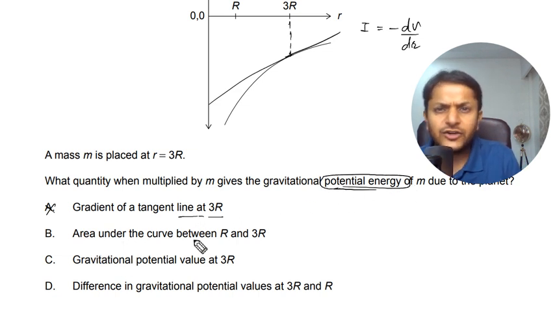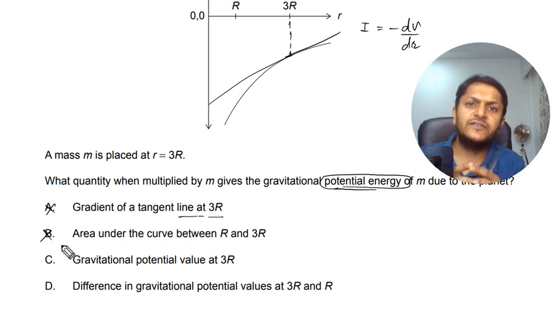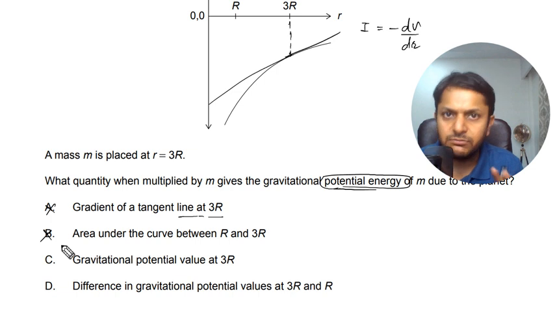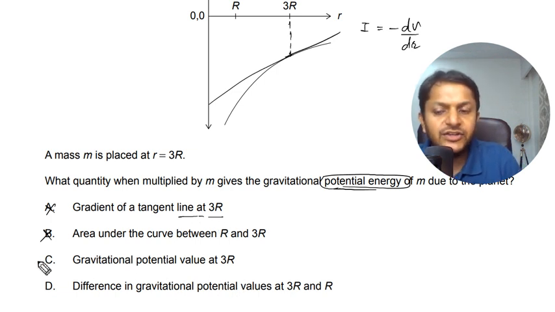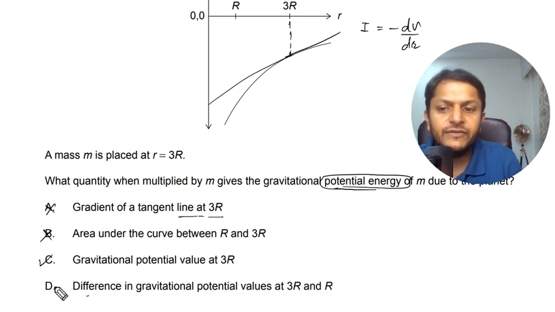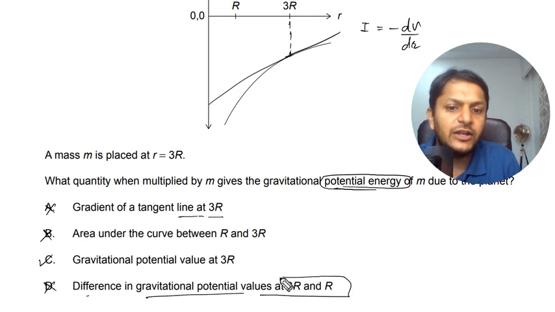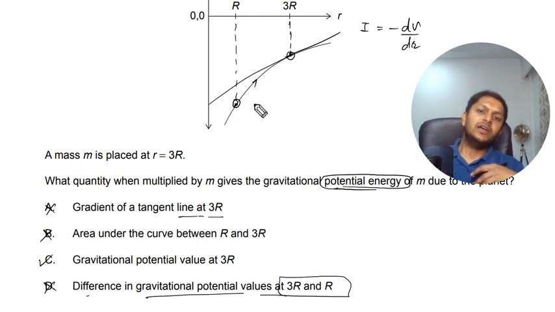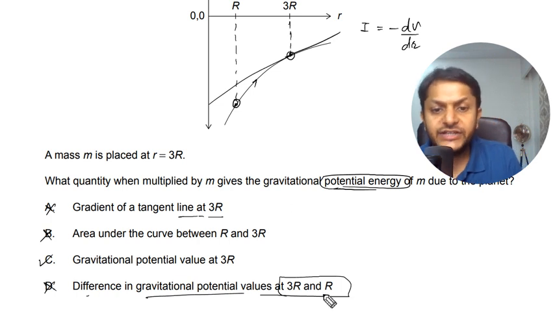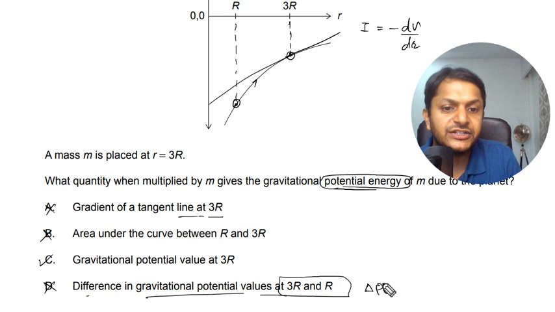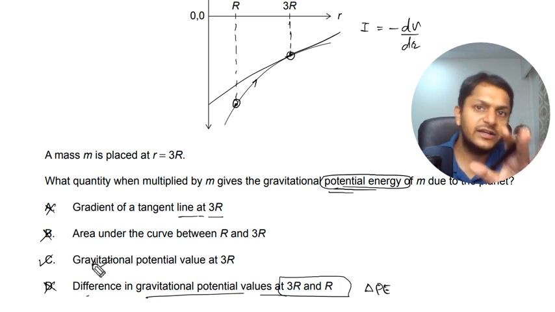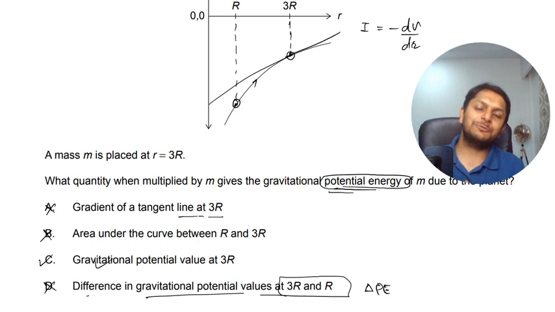Area under the curve from r to 3R doesn't make any sense. What is the area? It will be V into r. I don't think V into r means anything. Gravitational potential at 3R, that is correct. Difference in gravitational potential value: the difference between the gravitational potential values will be the change in potential energy if the body is going from 3R to R, or R to 3R. So this D will be giving you the change in potential energy, but you don't want the change in potential energy, you want the potential energy in absolute terms. So C will be the correct answer. This is how we do this question. This is the explanation, dear students.